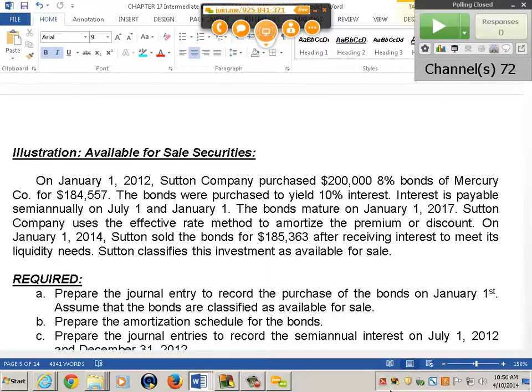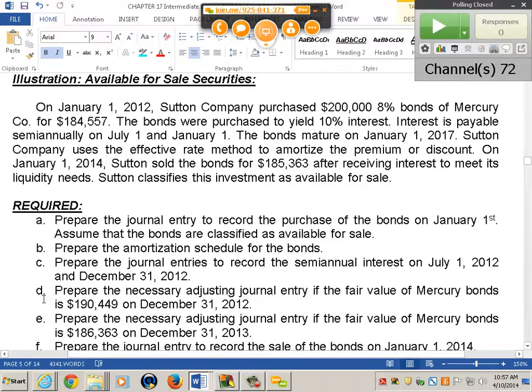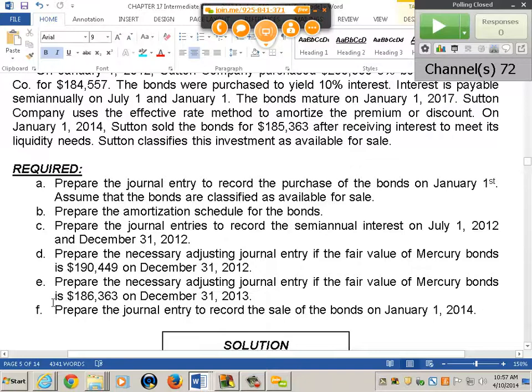All right, so that's the information. So once again, requirement A, the journal entry for the purchase. B is the amortization. C, journal entries for the interest. And then D and E are year-end fair value mark-to-market adjustments. That's, by the way, probably the primary difference in this problem versus what you are comfortable with or have seen before. And then, of course, the sale entry.